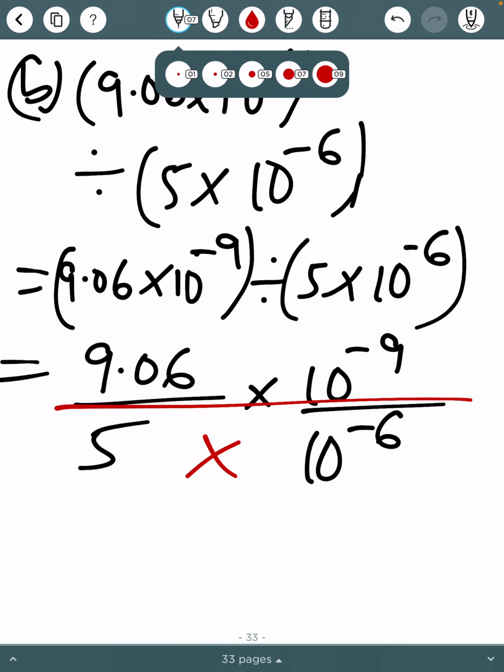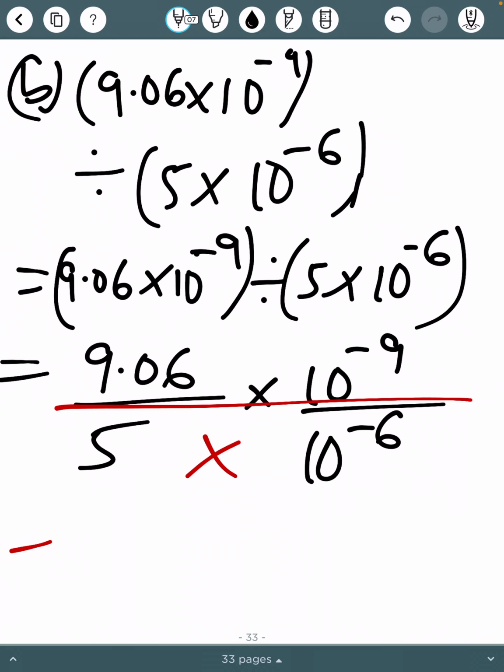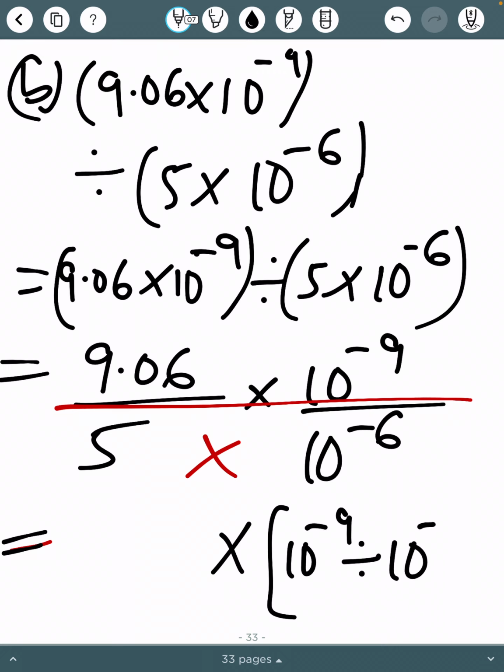So I will do 9.06 divided by 5 and get the answer for that. Then I will do the powers of 10 separately, 10 raised to power minus 9 divided by 10 raised to power minus 6. What's 9.06 divided by 5? 1.812.